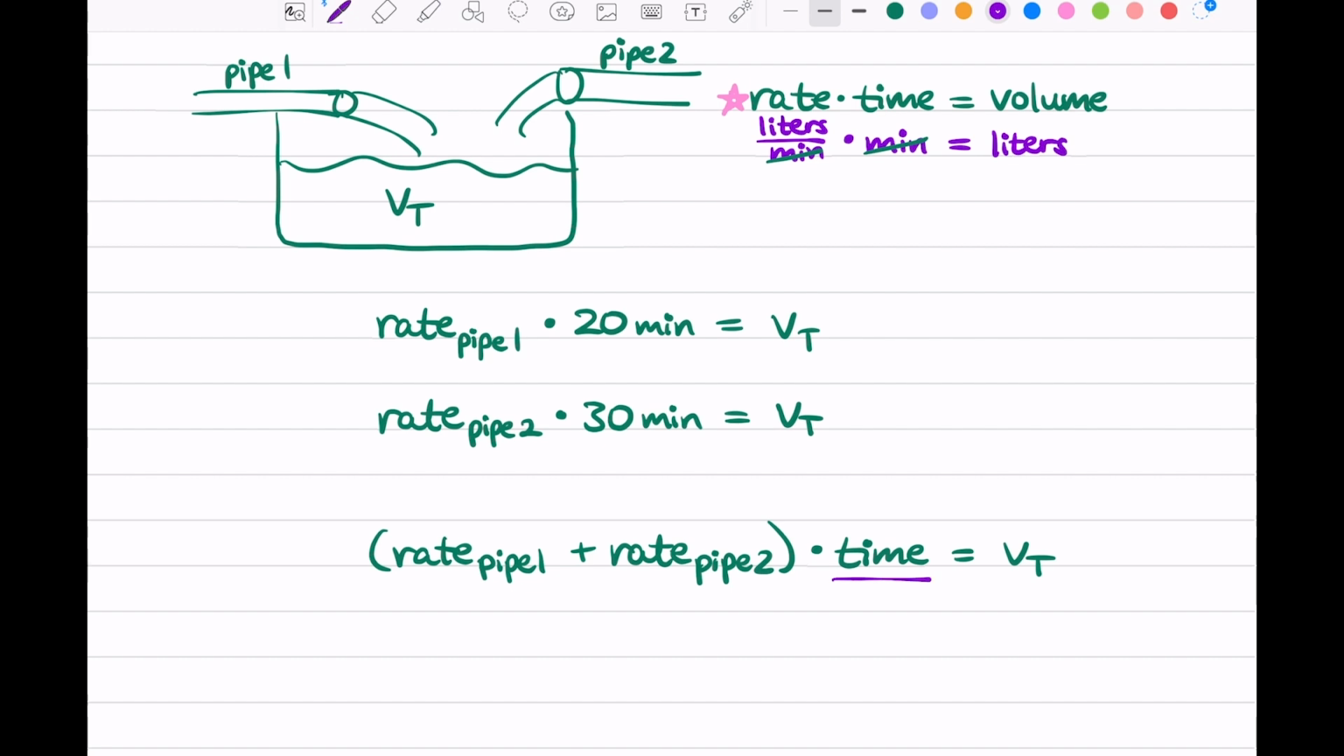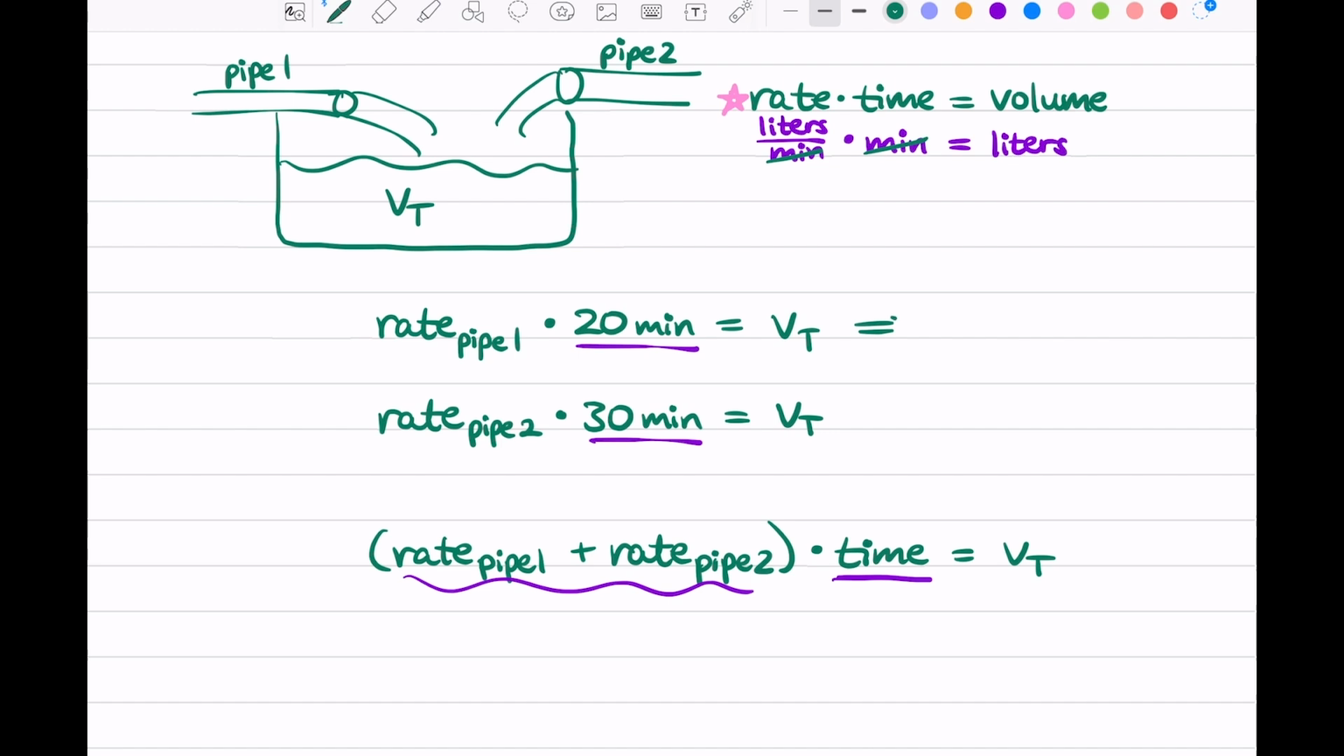Now we don't know what that time is. That's what the question's asking. We were told how long each pipe could individually fill the tank. And the question's asking, what if we put these two pipes together? And there's actually something neat we can do.